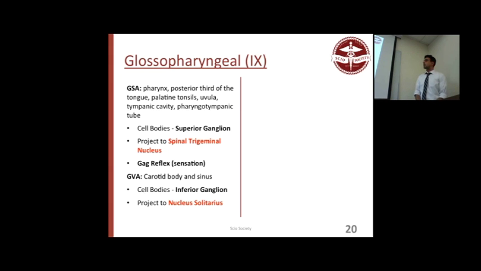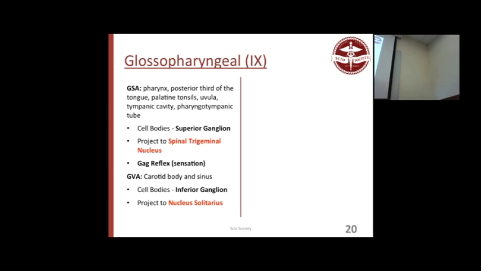Exactly. Good. Glossopharyngeal. So glossopharyngeal and vagus have the exact same modalities. If you memorize one, it's basically flipping a few words and you get the other one. So GSA, general somatic afferent: your glossopharyngeal does the back of the pharynx, posterior of the mouth. It does your gag reflex, so sensation for the gag reflex goes through your glossopharyngeal. GSA, every time you see S for glosso, vagus and all those, just know that it's the superior ganglion. S and S go together, so the cell bodies for GSA, somatic, are all located in the superior ganglion.